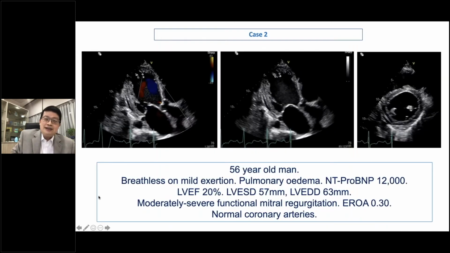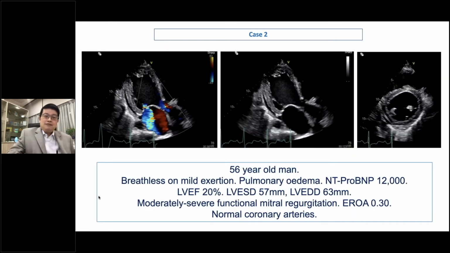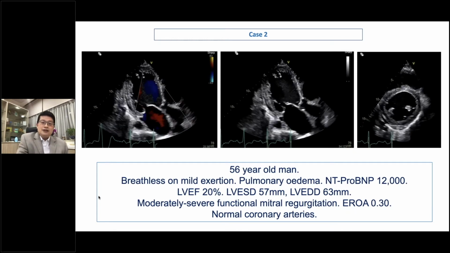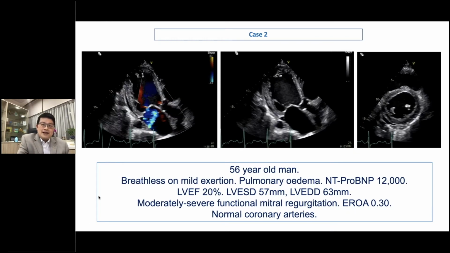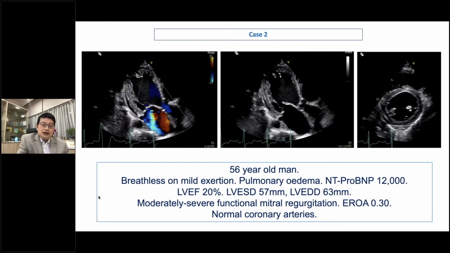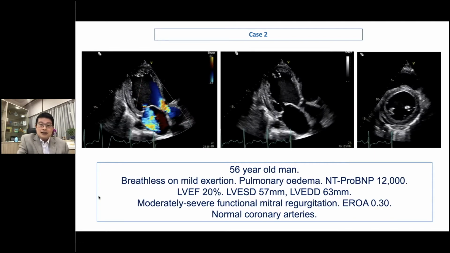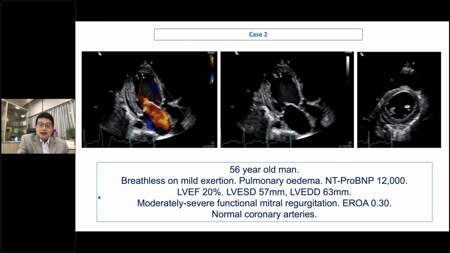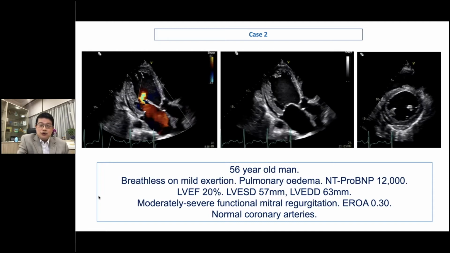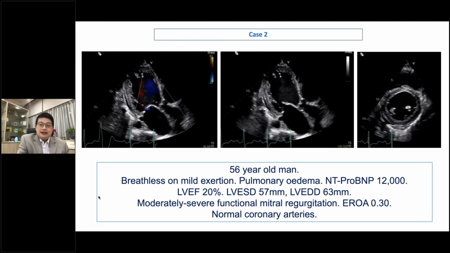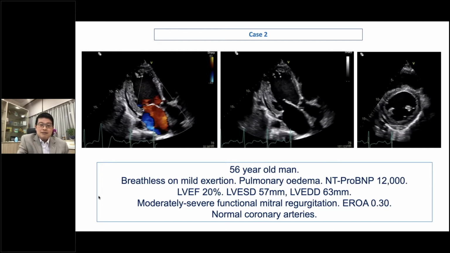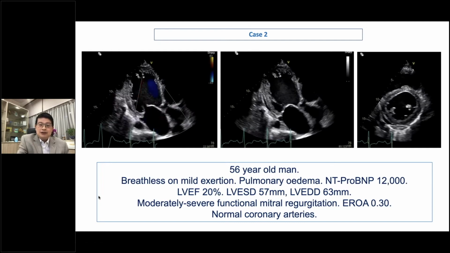So this is a patient who I saw about 2 years ago now. He's 56 years old, and he had got breathless on exertion. He used to be able to play golf, and he can't play golf anymore. He had some degree of pulmonary edema. His NT-proBNP was 12,000. And you can see that he had severe LV impairment. His ejection fraction was 20%.